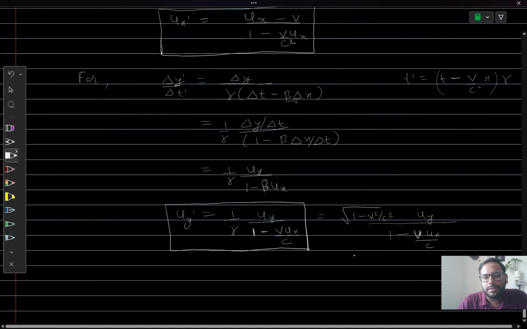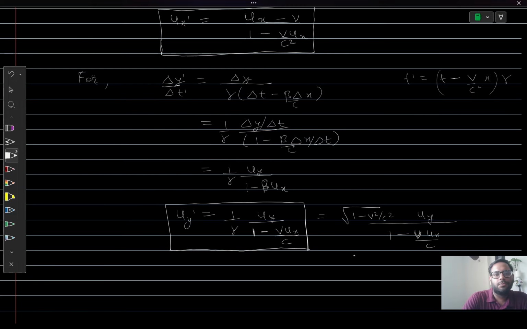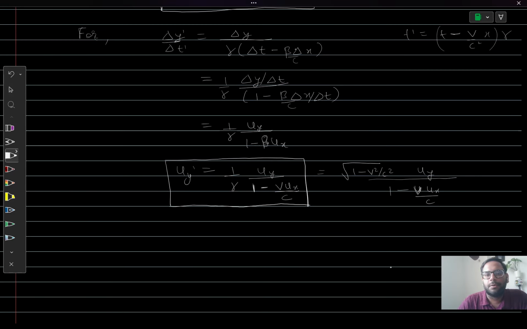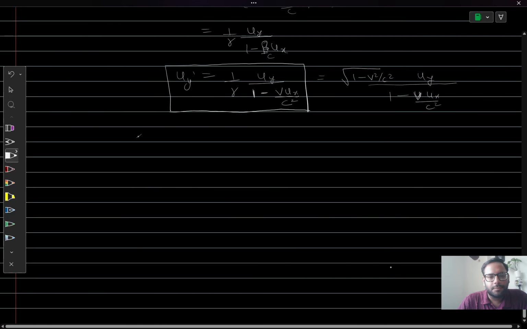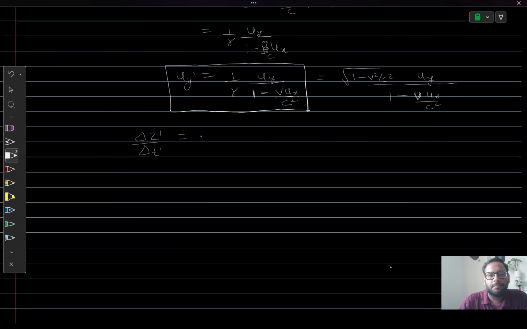Similarly, you can divide it by c here, or you can just do the calculations by not writing things in the beta form but explicitly in the v by c form. Okay, so this will be like this. Now it is correct. Similarly, you do this for z prime. You will get a similar form: 1 by gamma, u z by 1 minus v u x by c squared only, and you will get this.